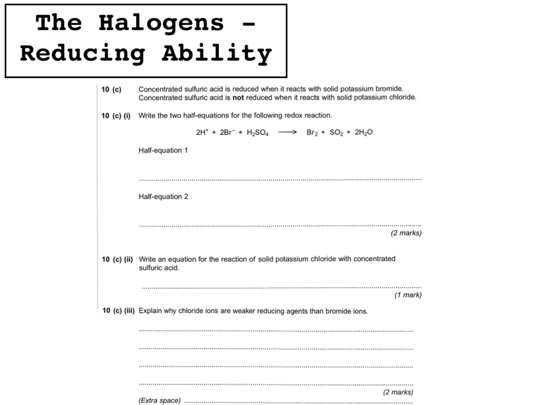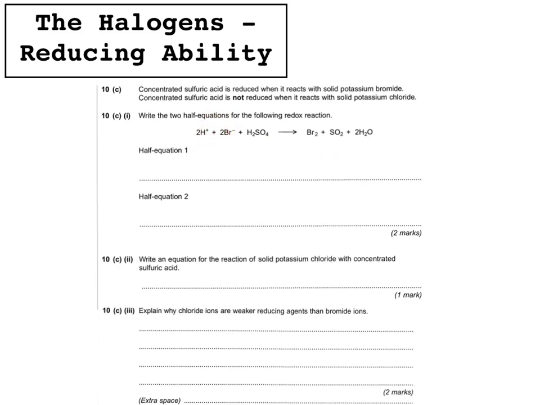So let's have a look at some past exam questions on this. So this first question is your half equations question. The concentrated sulfuric acid is reduced when it reacts with solid potassium bromide. Concentrated sulfuric acid is not reduced when it reacts with solid potassium chloride. So in here it wants you to write the two half equations for this full equation here. They're actually helping you quite a lot here because they're giving you the full equation.